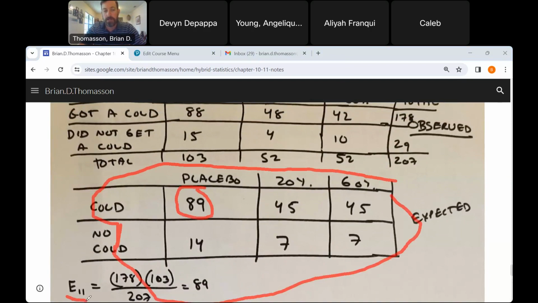So I'm calling that cell 1, 1. We have to take the row total of getting a cold. Okay, so the row total is 178 times the column total of 103 over the grand total of 207. Now StatCrunch is going to do all this for us. And then we do the same thing for each individual cell. We take the row and column total of that particular row and that column and calculate these.